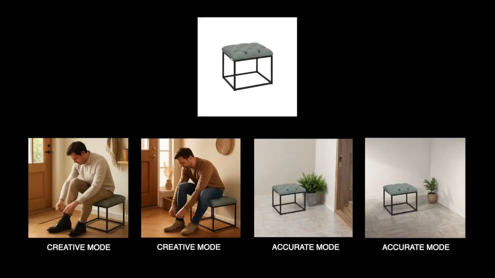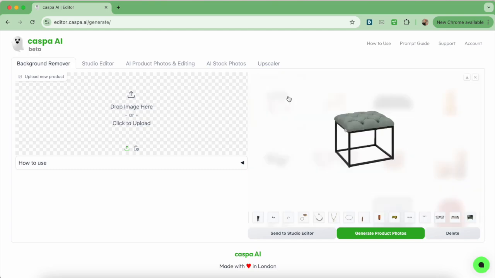So I'm going to jump straight into it. I've got my laptop here and I'm going to share my screen and I'll show you how it works. Starting off with this footstool, I'm going to show you how to generate photos on both creative and accurate mode on the platform. I'm on the background remover tab. I can upload a photo or select one in my assets, which I uploaded in the past.